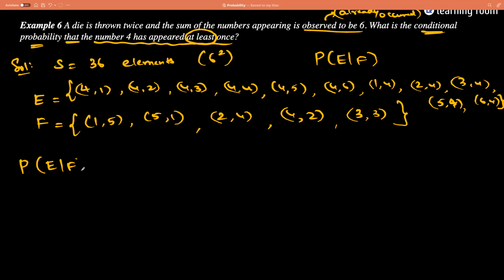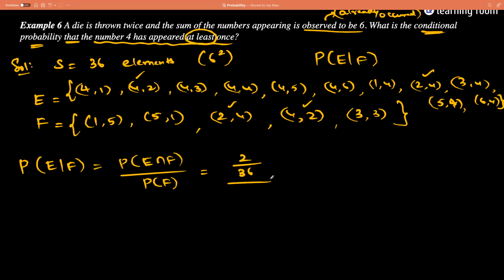So what is the probability of E given F? That is going to be probability of E intersection F divided by probability of F. What is the probability of E intersection F? 2, 4, 4, 2. So it is 2 out of 36, divided by the probability of F, which is 1, 2, 3, 4, 5, so 5 out of 36. The 36 gets cancelled. Answer will be 2 by 5.